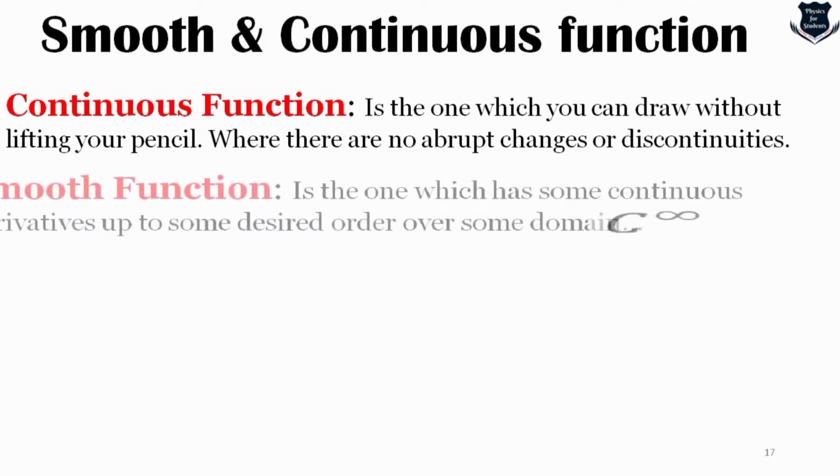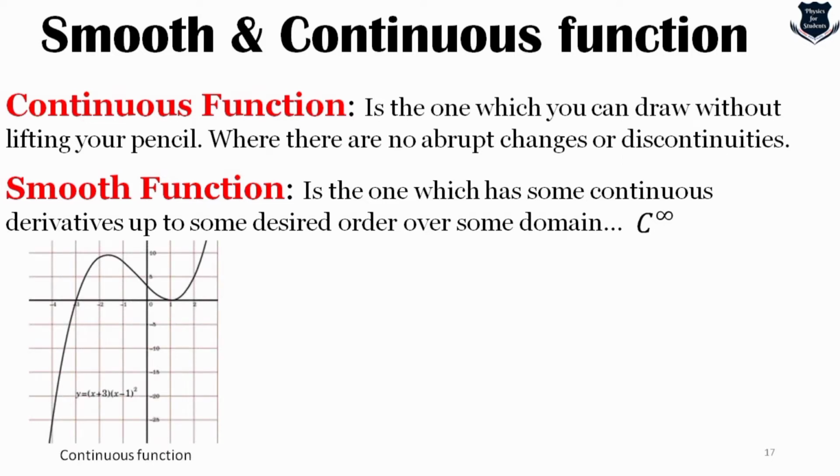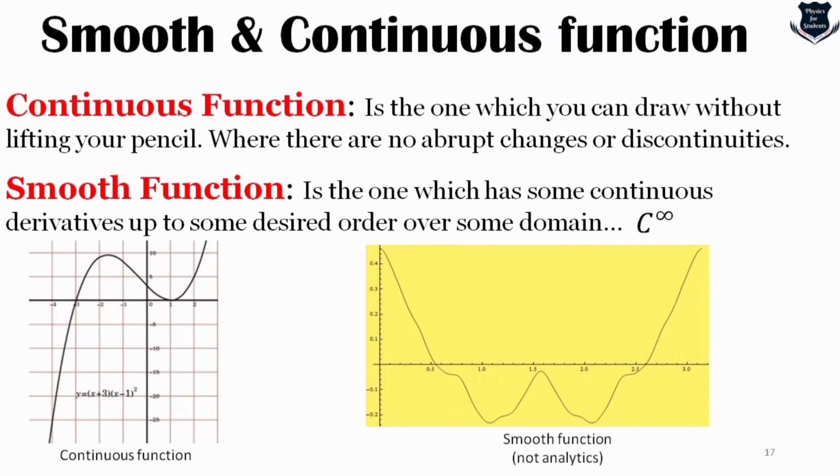This is the first definition. When we talk of smooth function, you will see that it is the one which has some continuous derivatives up to some desired order over some domain, which is denoted by the C-infinity function. So the continuous function is the one you can draw without lifting your pencil and which has got no changes, whereas a smooth function has continuous derivatives up to some desired order. So this is a continuous function. This one is a smooth function, but which is not analytic, right?